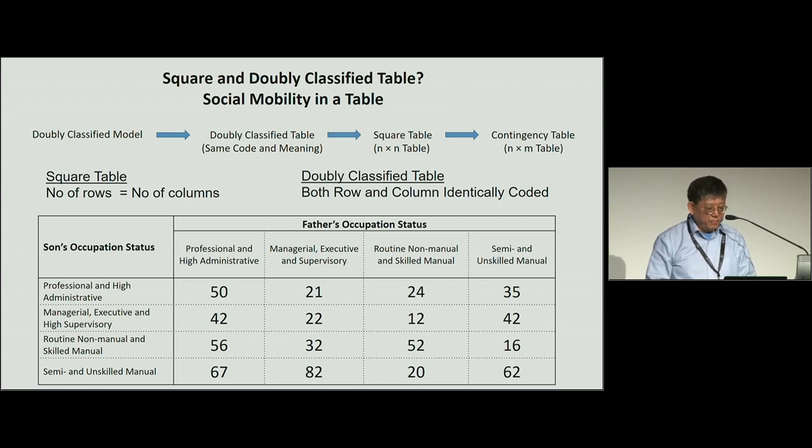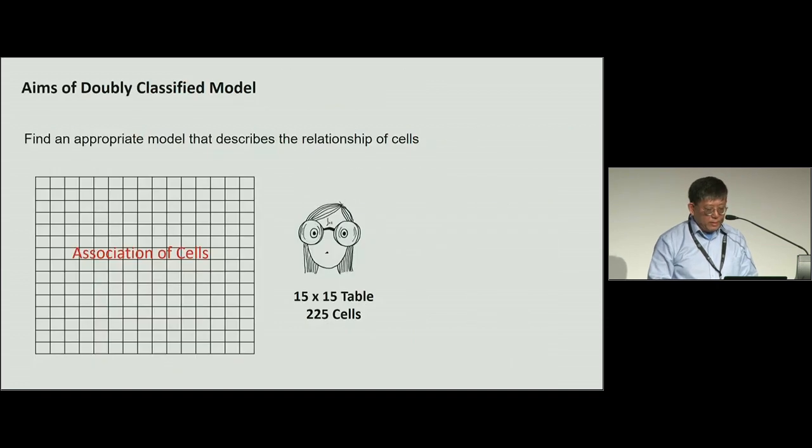So, put very simply, a square table has the number of rows equal to columns, and a doubly classified table has rows and columns identically coded with identical meanings. The following is an example of a doubly classified table. It is a mobility table that is quite frequently used in social science research, where the rows are the son's occupation status, and the columns are the father's occupation, with the same 4 codes here. This is a 4 by 4 doubly classified table with the number of observations shown here about the relation between sons and fathers.